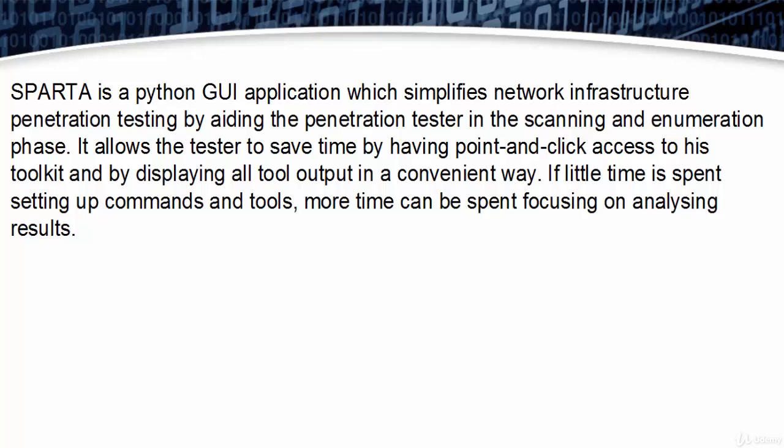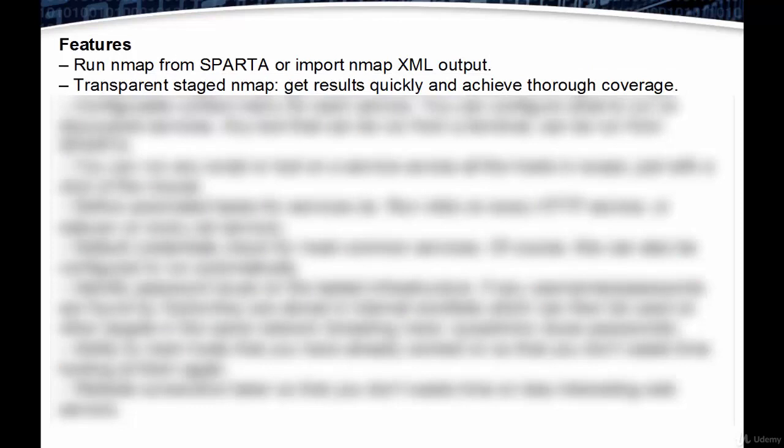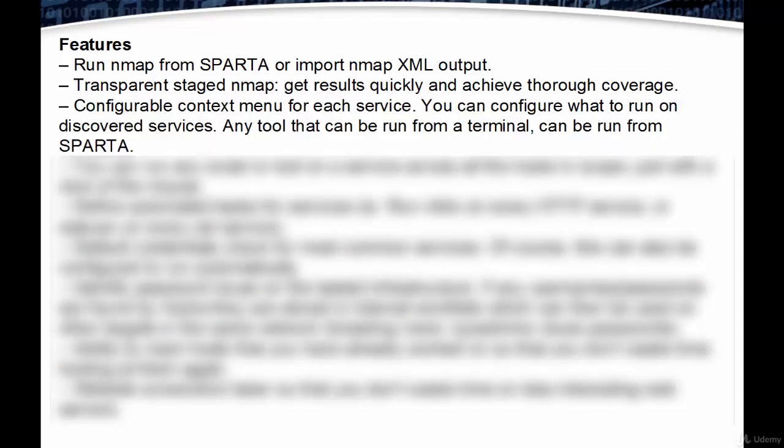It allows the tester to save time by having point-and-click access to his toolkit and by displaying all tool output in a convenient way. If little time is spent setting up commands and tools, more time can be spent focusing on analyzing results. Features: run nmap from Sparta or import nmap XML output. Transform staged nmap, get results quickly and achieve thorough coverage.